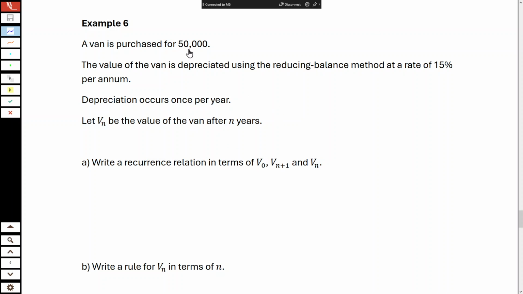Okay, so this time we are told we've bought a van for $50,000. It's the reducing balance depreciation method. This time the rate is a bit larger. It's 15%, so we're losing a lot more money each year. And it's once per year. That's just a technicality to make sure there's no ambiguity.